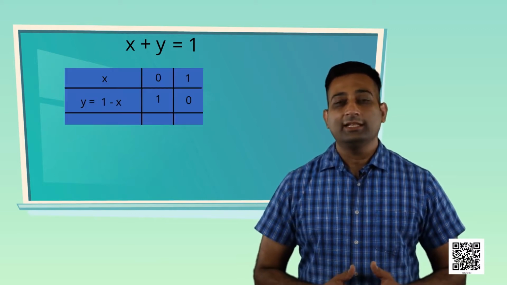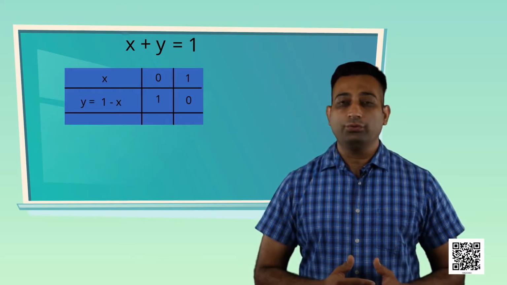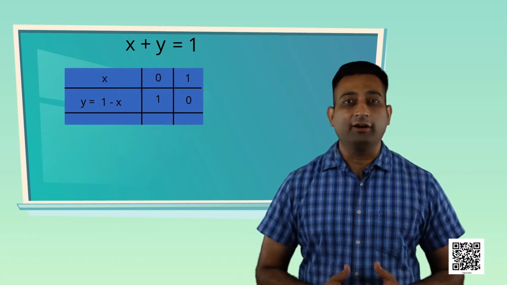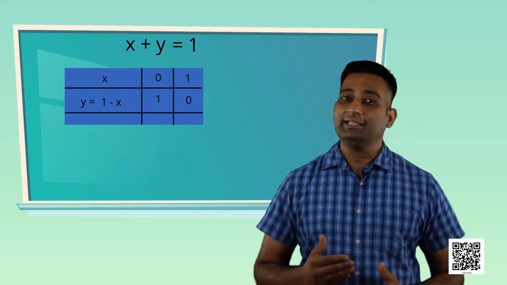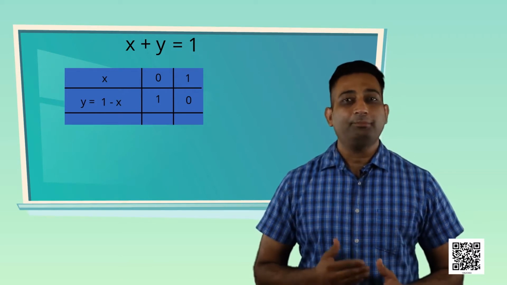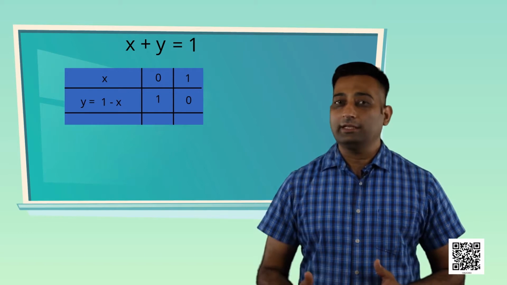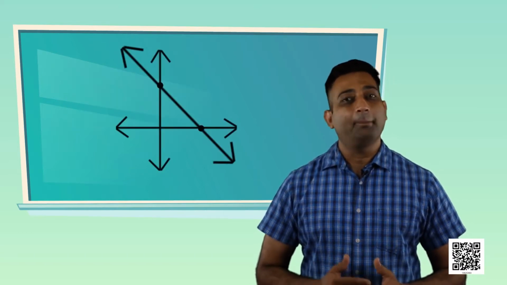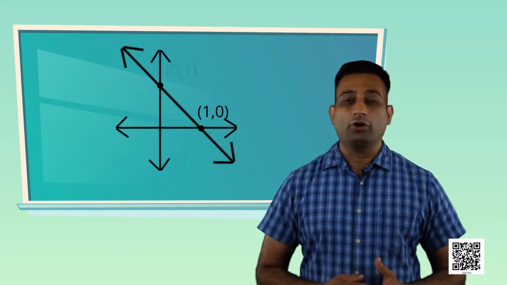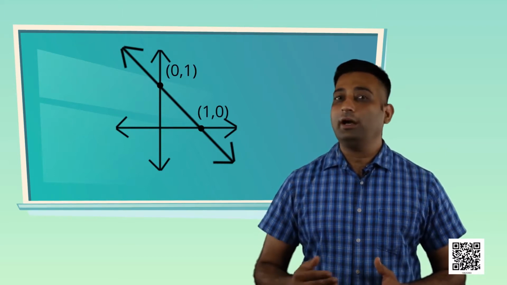You can see that when we put x equal to 0, we get y as 1, and when we put y equal to 0, we get x as 1. When we plot this on the Cartesian coordinate system, we can see that it represents a straight line passing through two points, (1, 0) and (0, 1).